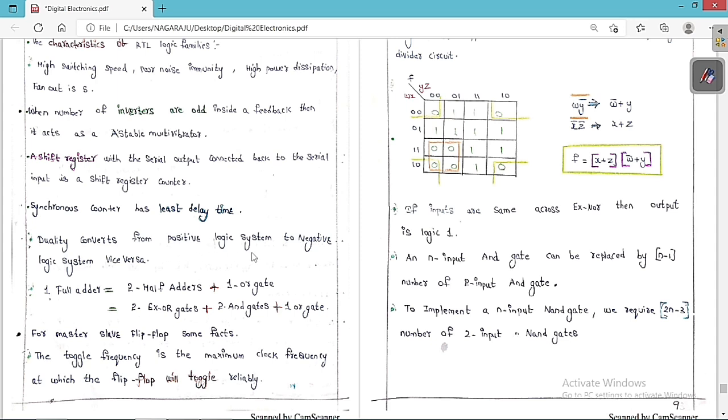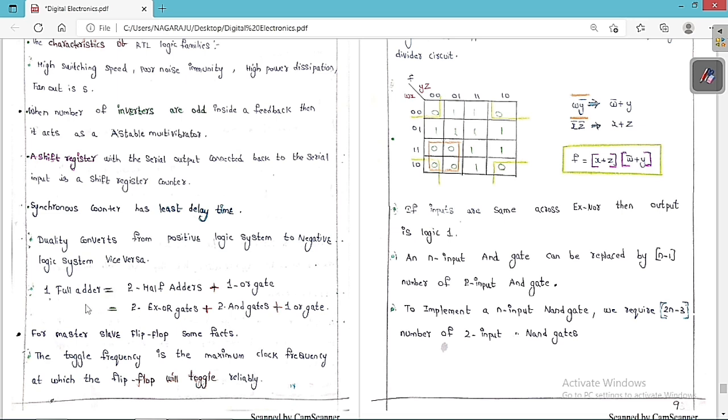Duality converts from positive logic system to negative logic system and vice versa. I have already told you duality. Duality is going to convert the positive logic circuit to a negative logic circuit, and similarly vice versa, which is negative logic circuit to positive logic circuit. Positive logic means for high voltage we assign logic 1, for low voltage we assign logic 0. Whereas for negative logic, for high voltage we assign logic 0, and for low voltage we assign logic 1. These are the points that you always have to keep in your mind.